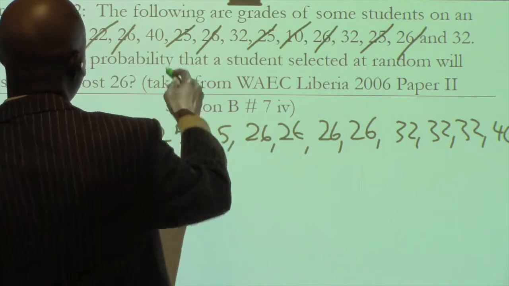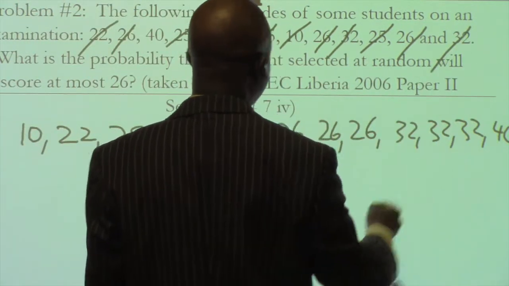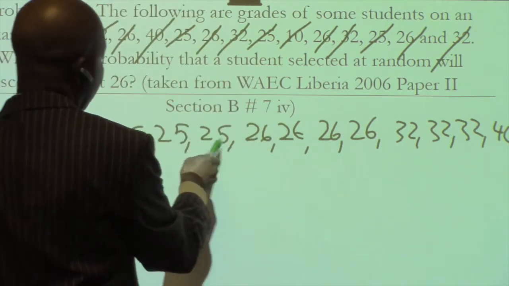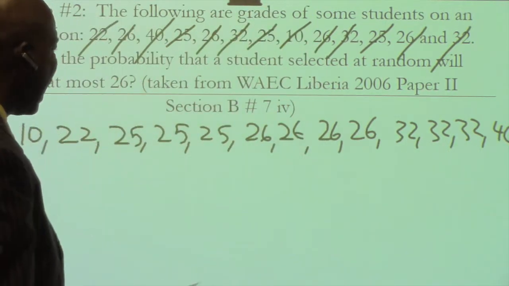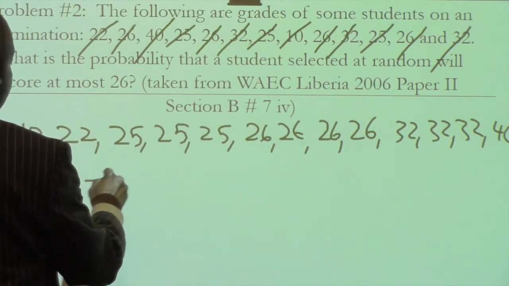So then I have 32. How many 32s do I have? 1, 2, 3. I have 3, and then I have a 40. So they're all gone, right? 1, 2, 3, 4, 5, 6, 7, 8, 9, 10, 11, 12, 13. I have a total of 13. So that means the number of elements in my sample space is 13.